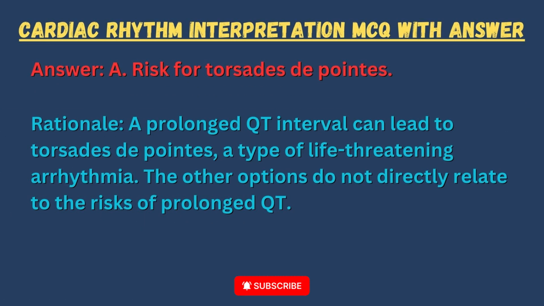Answer: A. Risk for torsades de pointes. Rationale: a prolonged QT interval can lead to torsades de pointes, a type of life-threatening arrhythmia. The other options do not directly relate to the risks of prolonged QT.